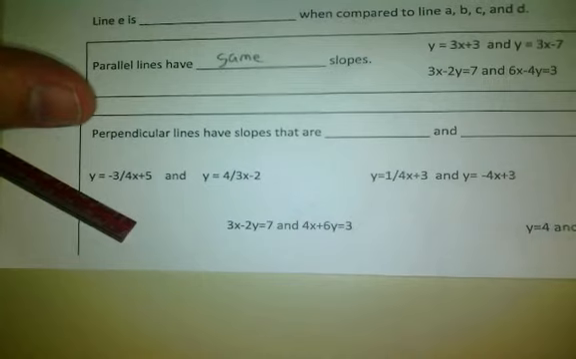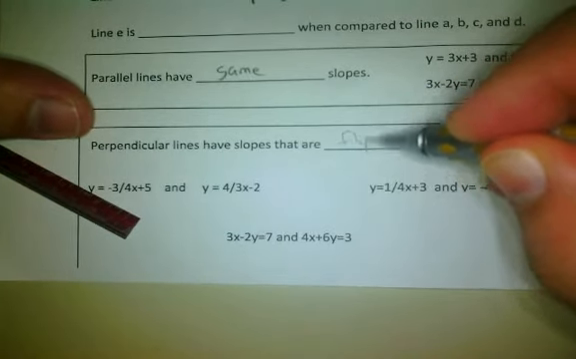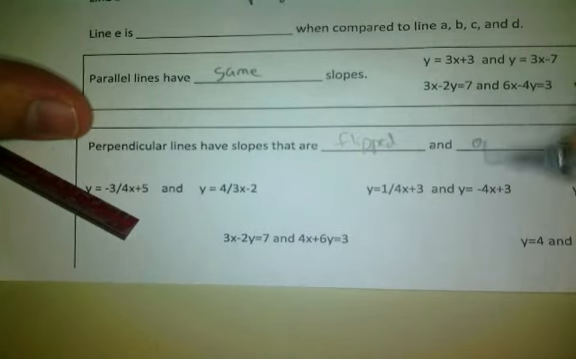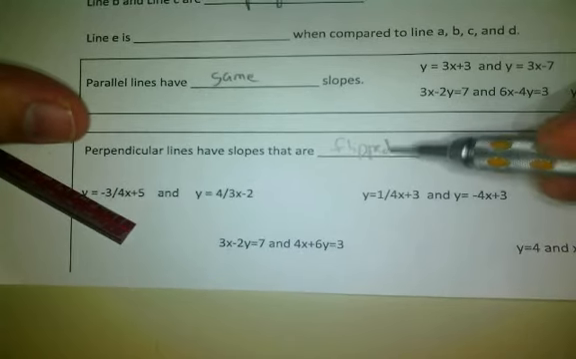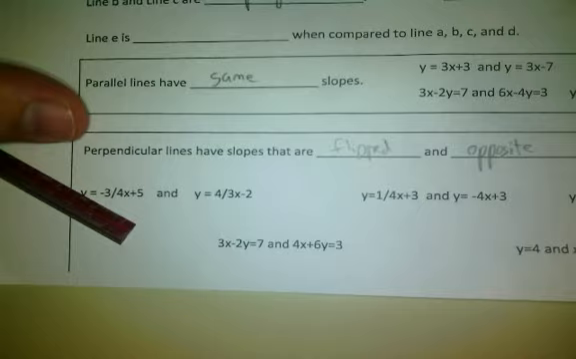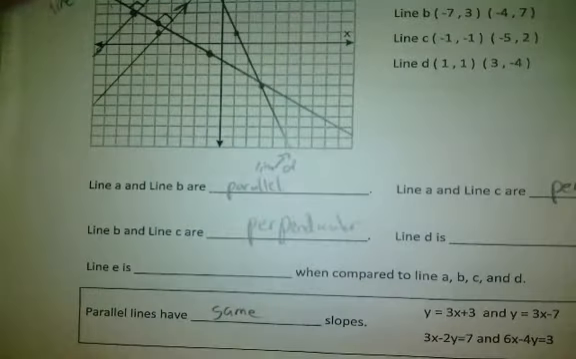That's because, down here at the bottom, perpendicular lines have slopes that are flipped and opposite. Okay, flipped means the fraction will be flipped over. And opposite means one's going to be positive, one's going to be negative. So see, that's positive, and this one's negative.